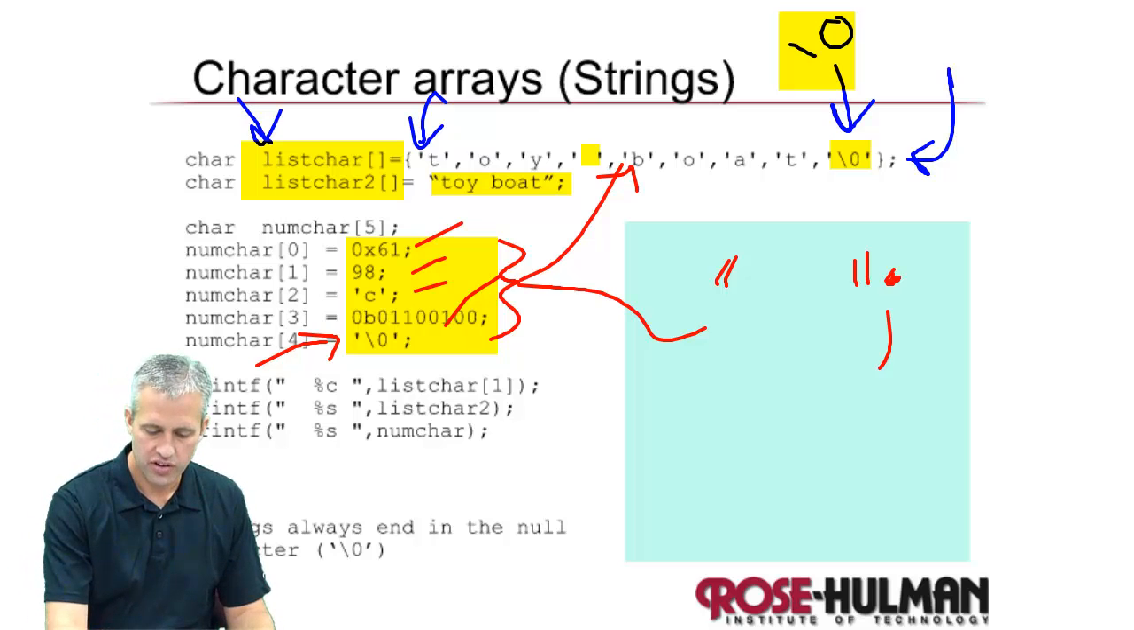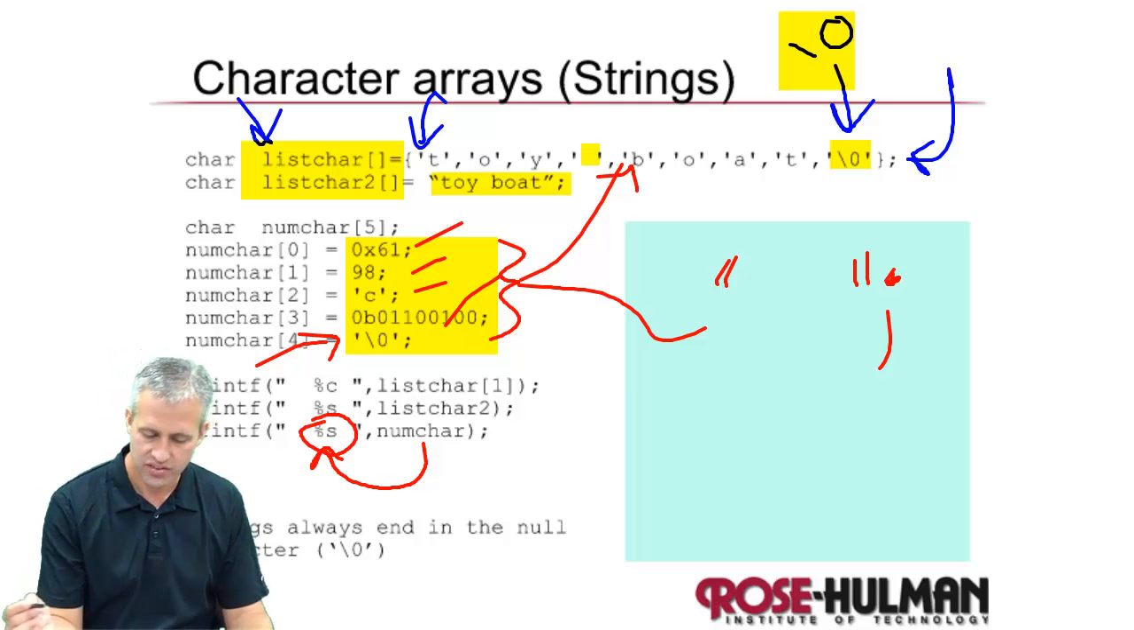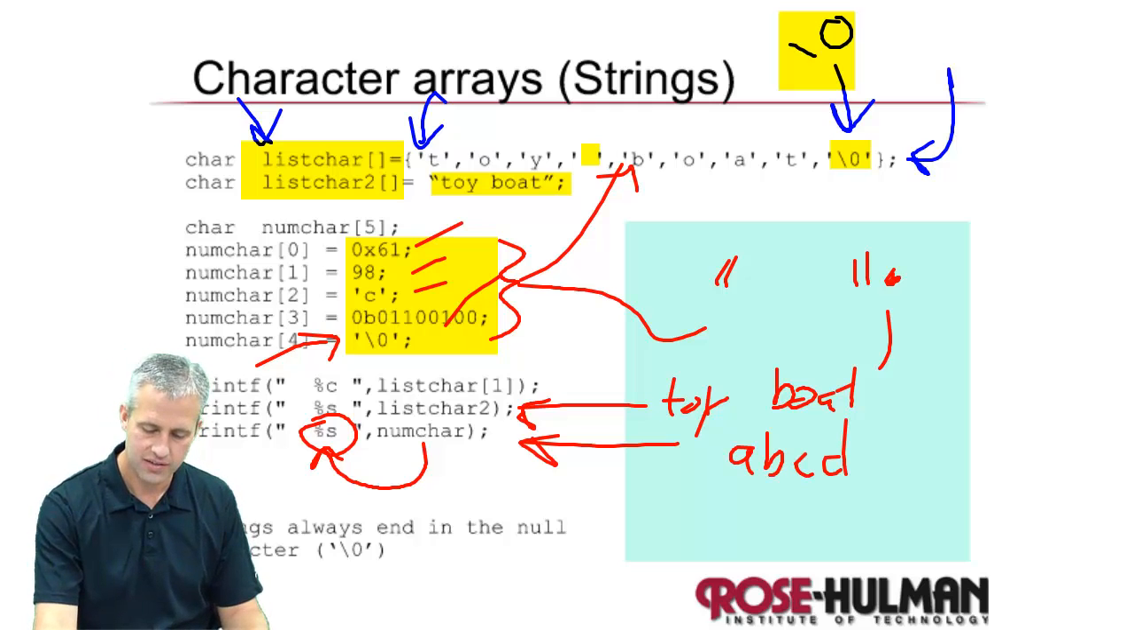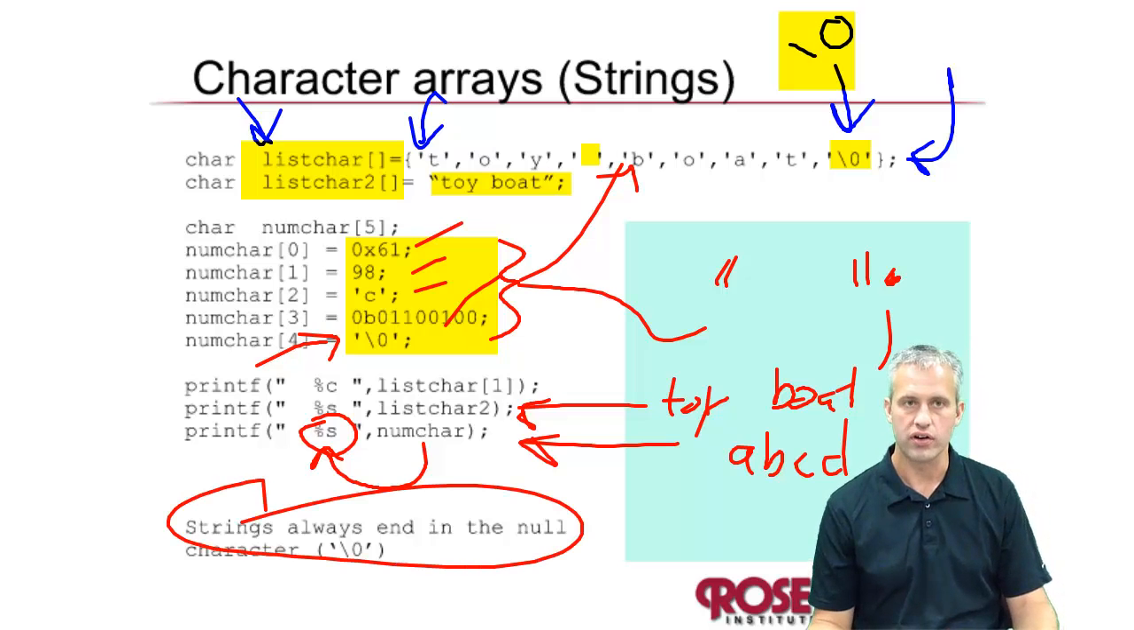And then just to mention it, you can also print things out as the entire string. That's a %s symbol. So this line right here would just print toy boat. And then this line right here, oh, I don't want to give away what it is. All right, fine. It would print ABCD. And then, of course, I mentioned at the bottom the null character.